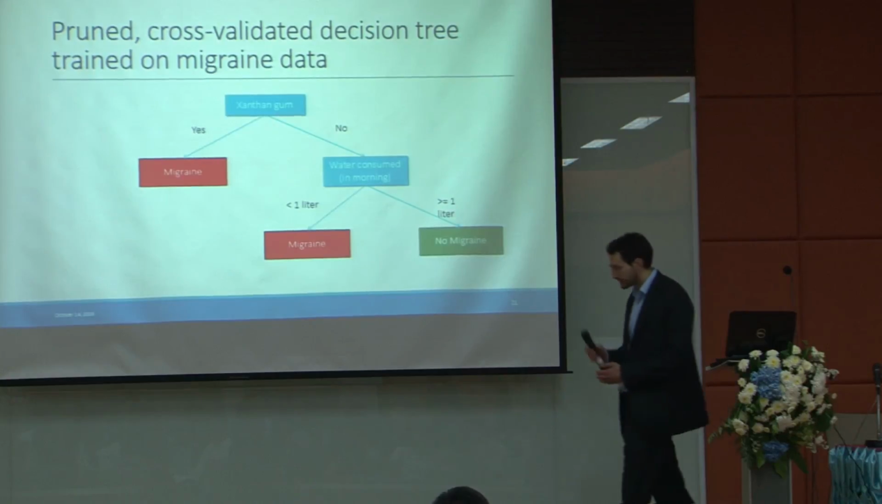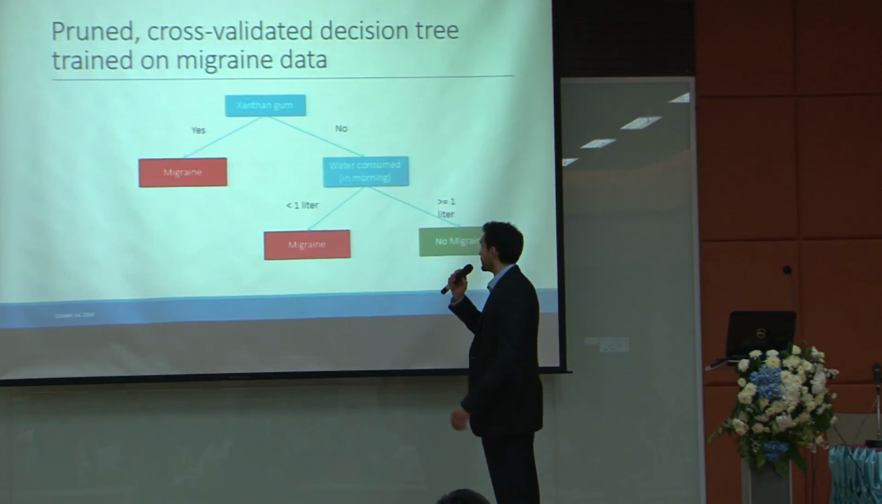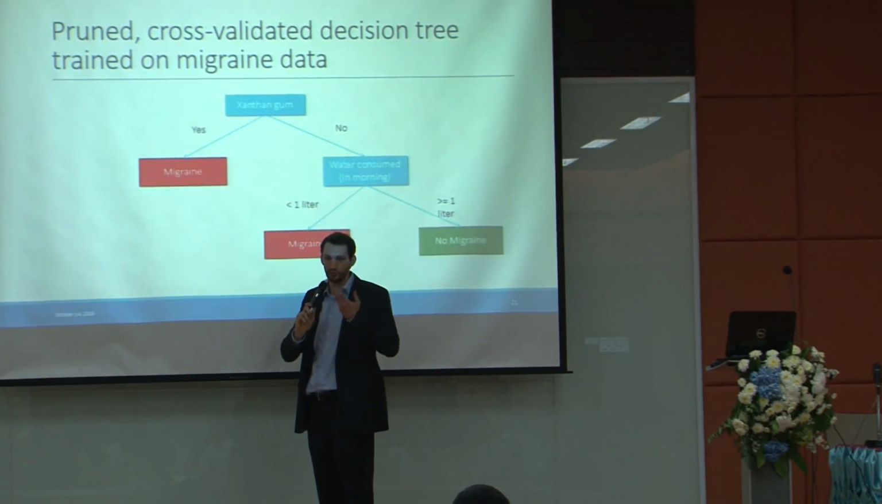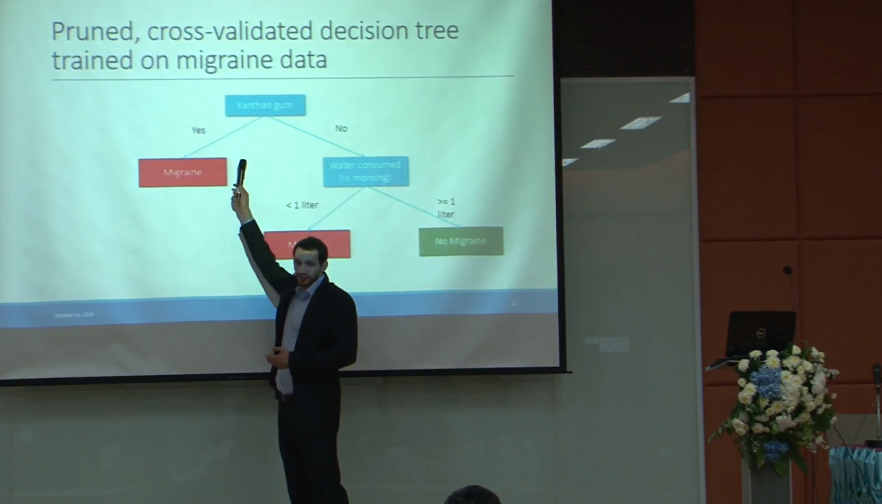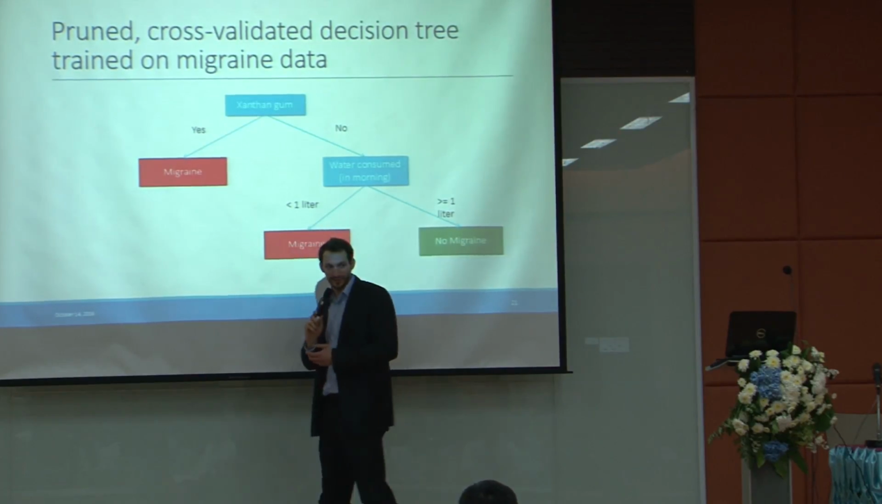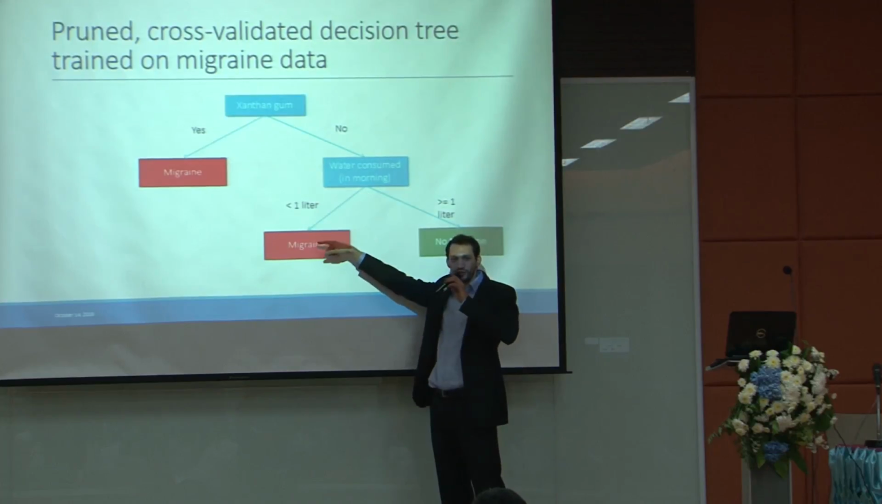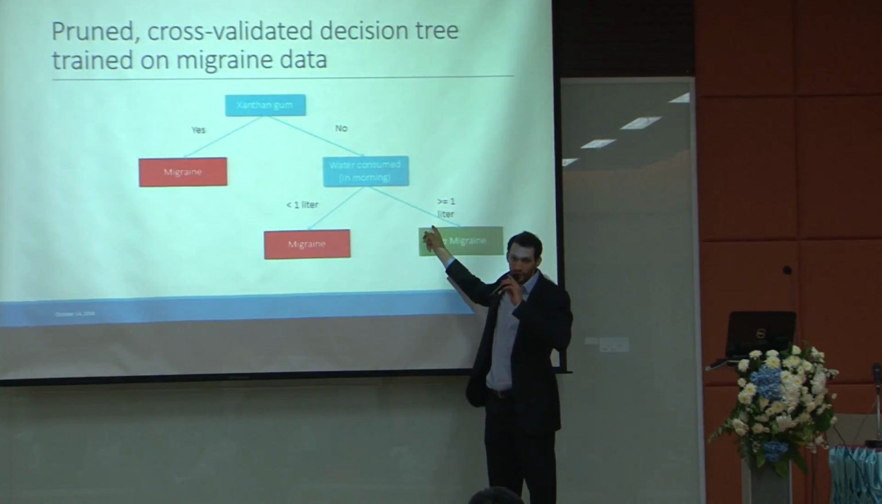All right, last slide. This is what happened for me. I trained all this data, and then I trained a classification tree on my data. What I saw was that there's one kind of gum, xanthan gum, some gum that you chew, and if I have it, then I often get a migraine. If I don't, then if I have less than 1 liter of water in the morning, I get a migraine. If I have more than 1 liter of water, then I don't.